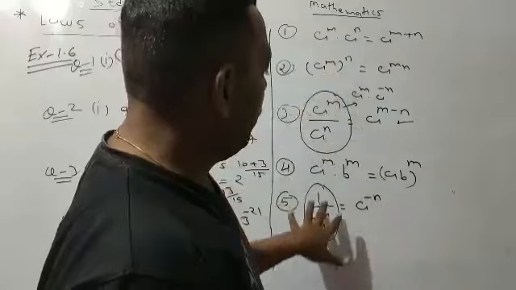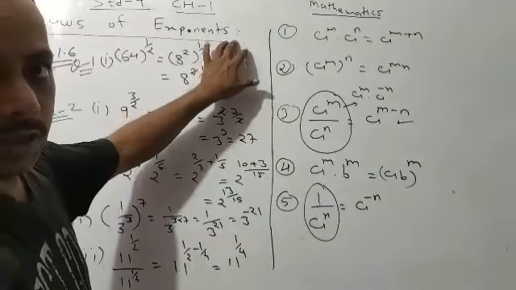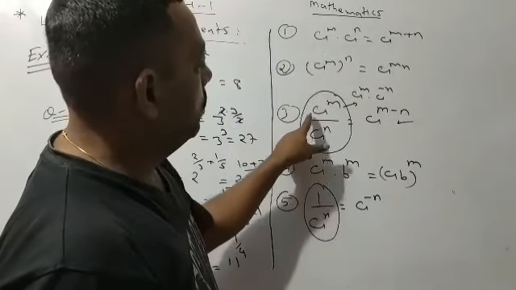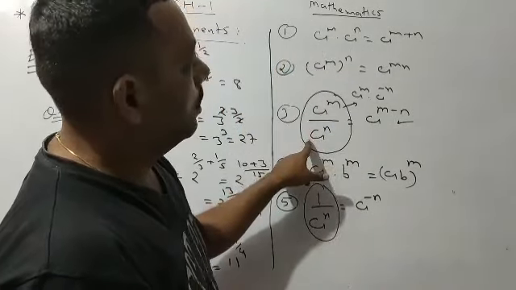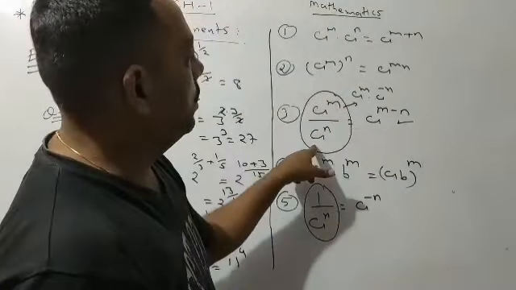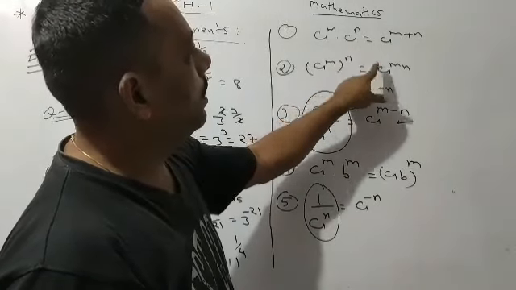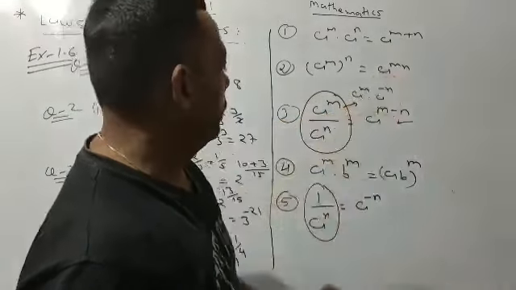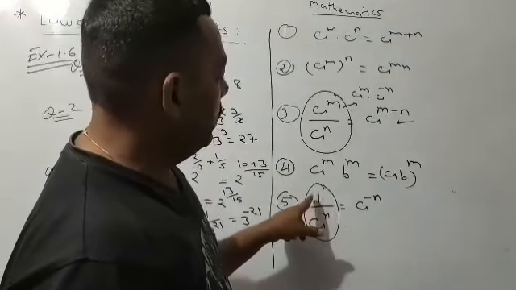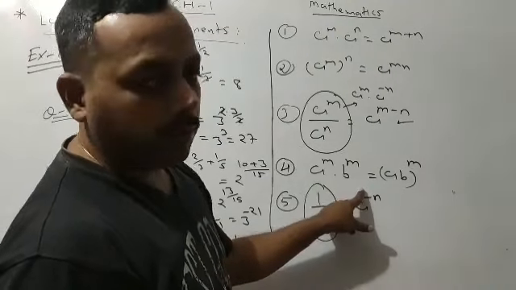So these 5 are the laws of exponents. Is this clear? See, in the first one the bases are same. In the third one also the bases are same. So a raised to m, a raised to n, is a raised to m plus n. A raised to m upon a raised to n is a raised to m minus n. A raised to m whole power n is a raised to the product mn. A raised to m, b raised to m is ab raised to m. And the last, 1 upon a raised to n, is a raised to minus n.